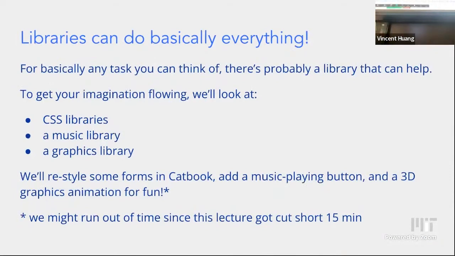So the cool thing here is that libraries can basically do anything you want them to. What I mean by this is that for any task that a lot of people have had to do before, there's probably a library that already does it for you. For the rest of this lecture, we're going to look at some examples of libraries that I picked out like a month ago, which are some CSS libraries, a music library, and a graphics library. And we're just going to try to add them into Catbook. And that's all we're going to do for today. We might run out of time since this lecture got cut short by 15 minutes, but that's okay. We don't have to get through all of it.